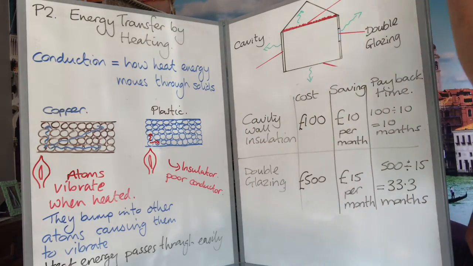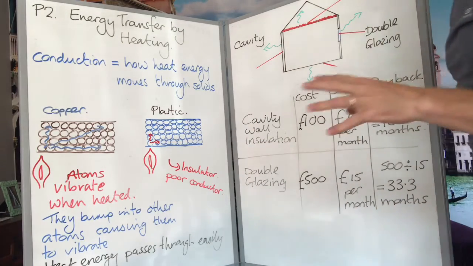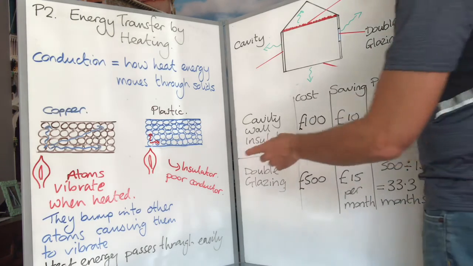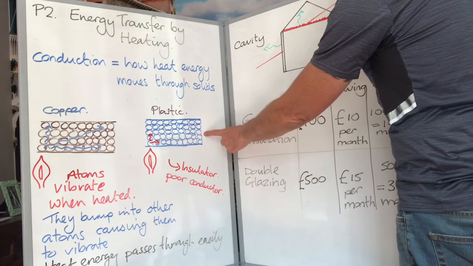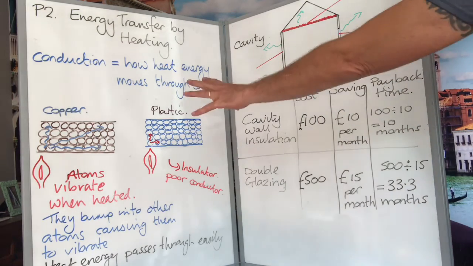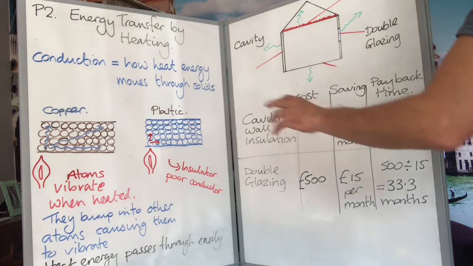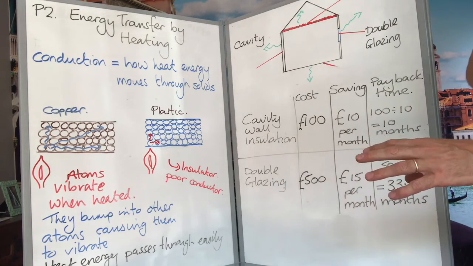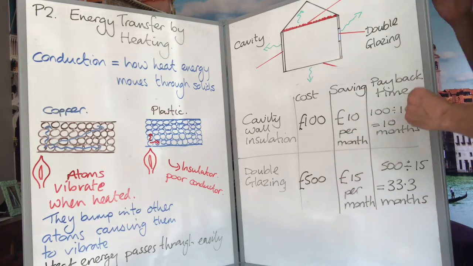Wood is another one. Textiles, cotton, wool, they're all good insulators. They don't pass heat energy through very easily. Okay, so that's the theory of conduction, how heat passes through solids. And different solids will allow heat energy to pass through at different speeds.